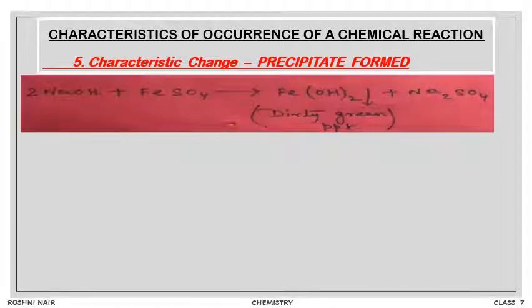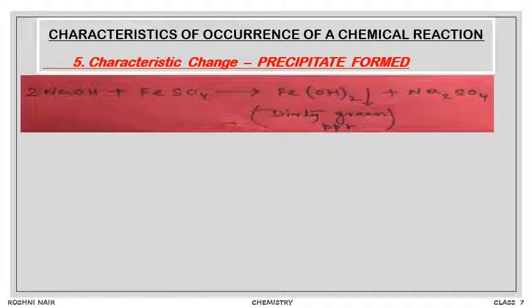Let us understand one more example of precipitate formation. NaOH means what? Sodium hydroxide. Na is sodium, OH is hydroxide. Sodium hydroxide, when it reacts with FeSO4, where Fe is iron and SO4 is sulfate, iron sulfate. When sodium hydroxide reacts with iron sulfate, what is the final product which we are getting?